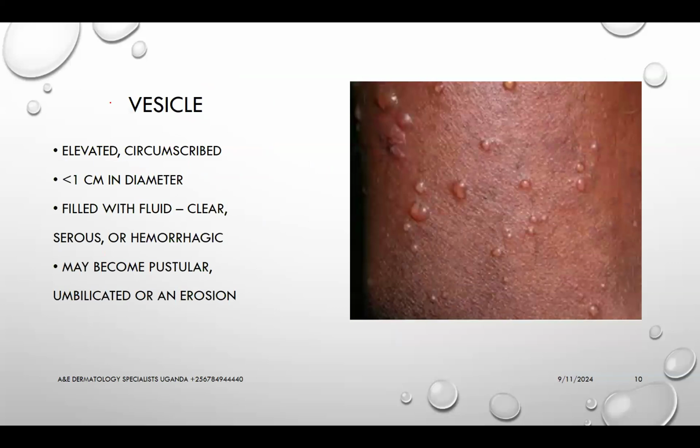Then the subsequent primary skin lesion, we call them vesicles. In vesicles you have something that is elevated above the skin, well circumscribed, less than a centimeter in diameter, but in this case it is filled with fluid. When you have such an arrangement, then you say that this is a vesicle. Depending on the content of this vesicle, it can either be serous fluid or it can be blood. So you can see maybe it is a hemorrhagic vesicle if it has blood inside, or it is serous if it just has serum inside. And in some cases, they can even become pustular, umbilicated, or even develop into erosions, as we are going to see later on.